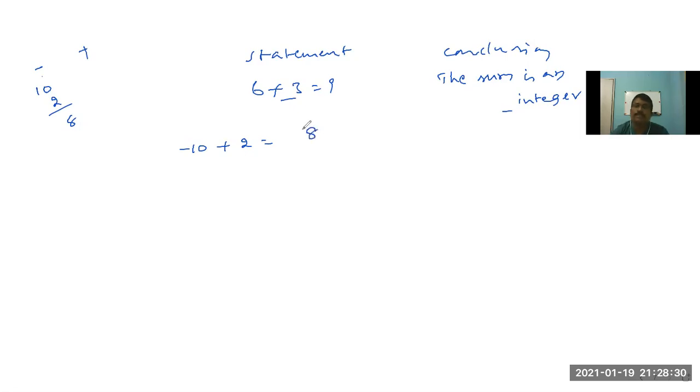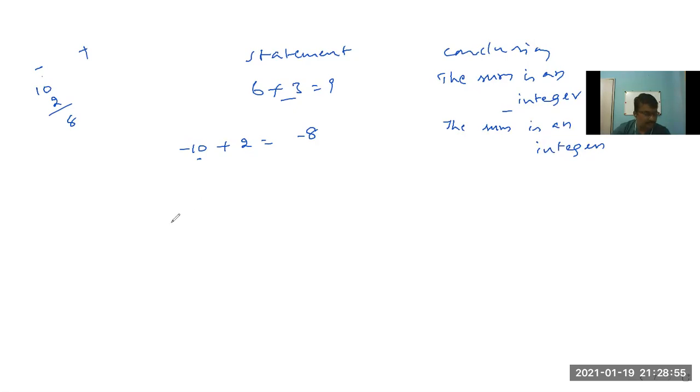Then you put whether it is minus or plus. Here 10 is the bigger number and 10 has the minus sign. That's why it is minus 8. So the sum is an integer. Okay.